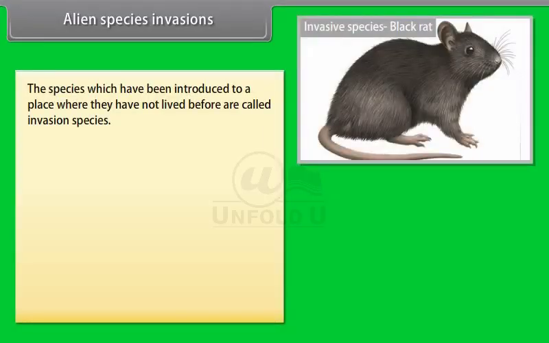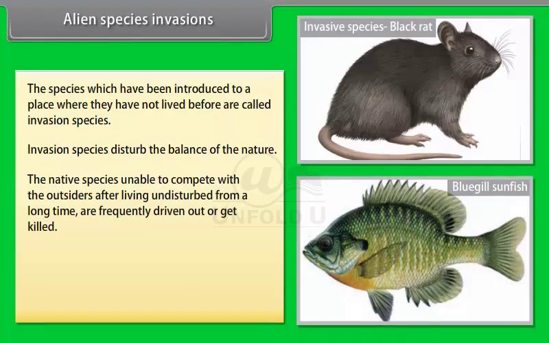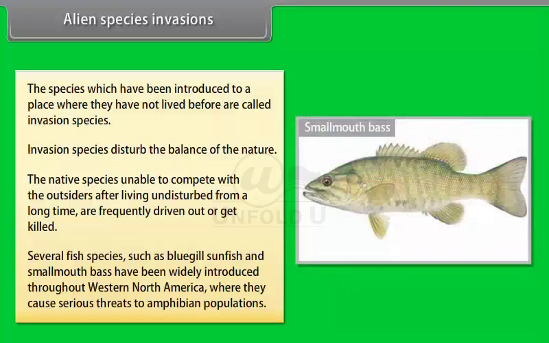Alien species invasions. The species which have been introduced to a place where they have not lived before are called invasive species. Invasive species disturb the balance of nature. The native species, unable to compete with the outsiders after living undisturbed for a long time, are frequently driven out or get killed. Several fish species, such as bluegill sunfish and smallmouth bass, have been widely introduced throughout western North America, where they cause serious threats to amphibian populations.